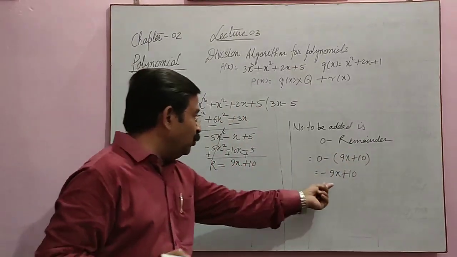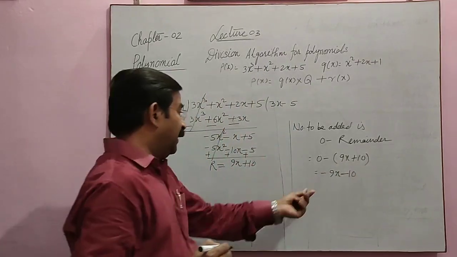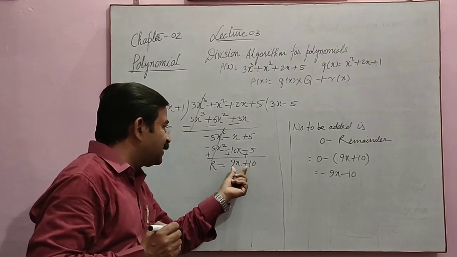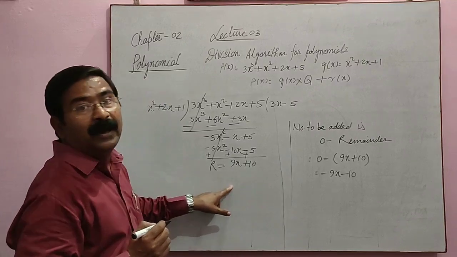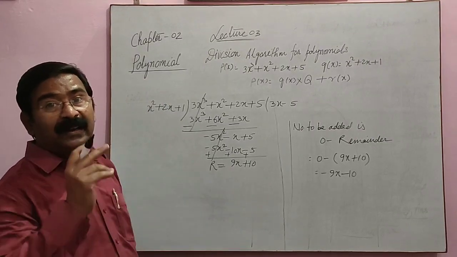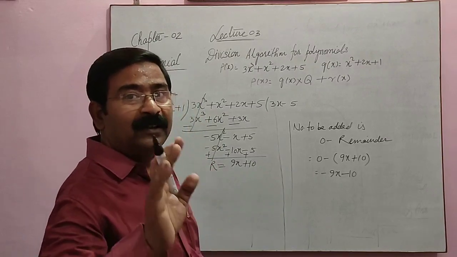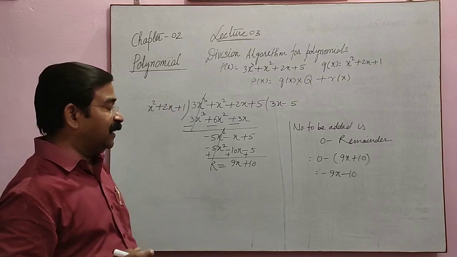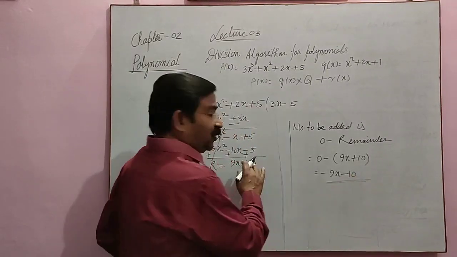See it. If you add minus 9x minus 10 to this remainder, what will the remainder be now? The remainder becomes 0. And in what case does the remainder become 0? The remainder becomes 0 only when the polynomial is divisible by the other polynomial exactly. So your answer is minus 9x minus 10 for this question.